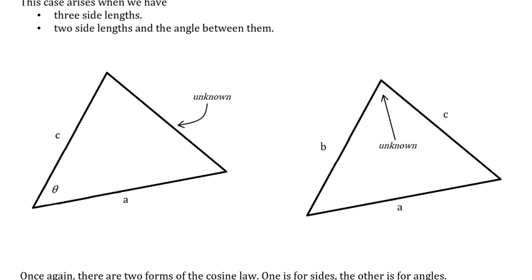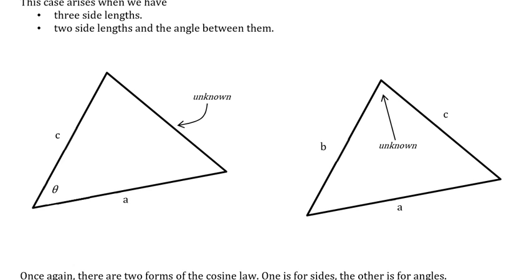The other case in which you would use cosine law is if you are given two side lengths and the angle between them, or the contained angle. That's what I mean by given. We call this the contained angle because it's between the two given side lengths. That's the other case in which you would use cosine law.